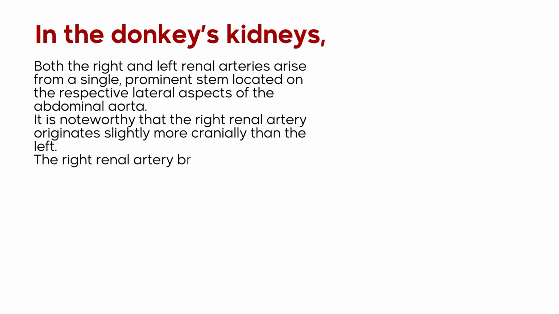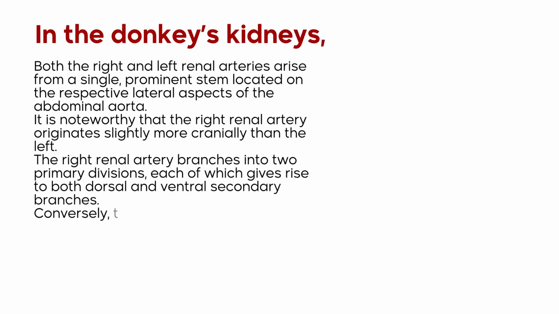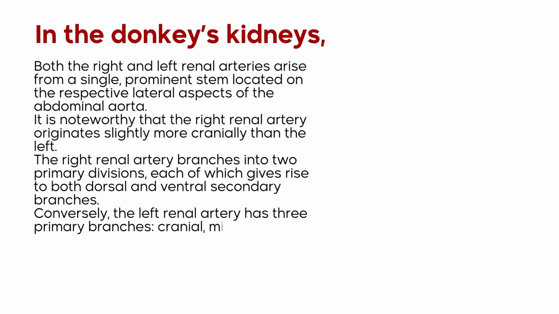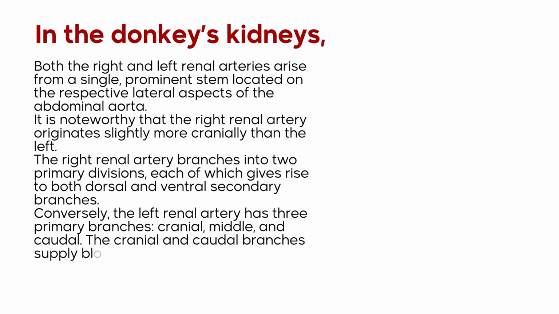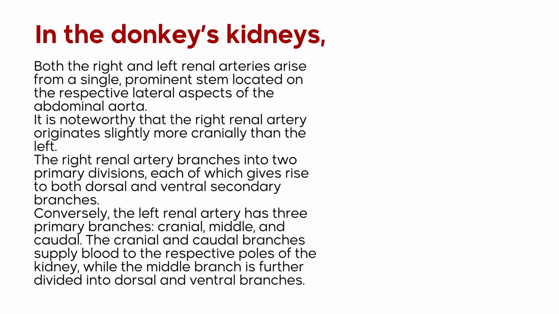The right renal artery branches into two primary divisions, each of which gives rise to both dorsal and ventral secondary branches. Conversely, the left renal artery has three primary branches: cranial, middle, and caudal. The cranial and caudal branches supply blood to the respective poles of the kidney, while the middle branch is further divided into dorsal and ventral branches.